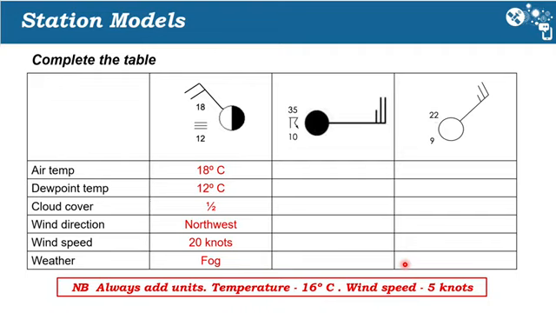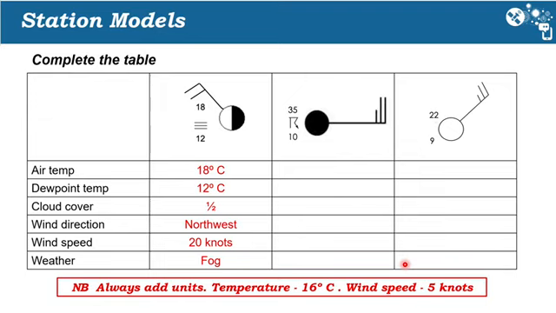We usually use the fraction with 8 when giving the cloud cover, so 4/8. The wind direction, once again, we can see this wind is coming from the northwest. There are 2 longish feathers, so those will be 20 knots. And then the weather symbol is fog. That's the type of weather, fog, the type of precipitation which is occurring.